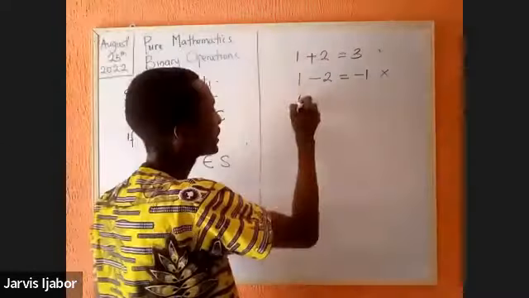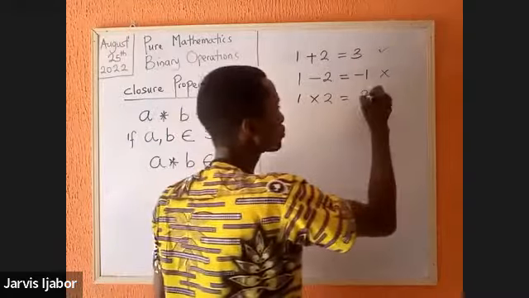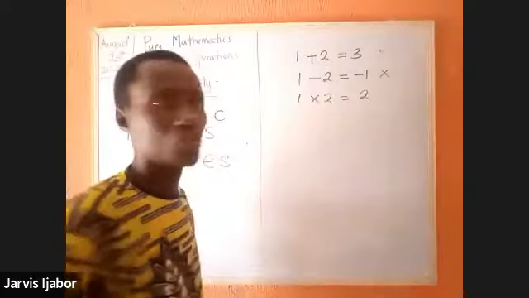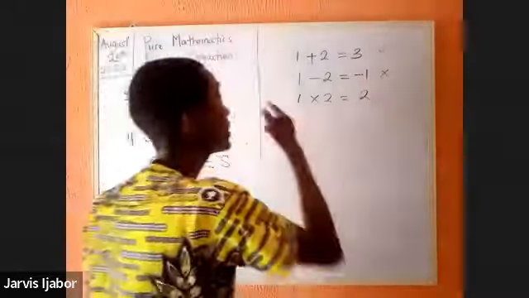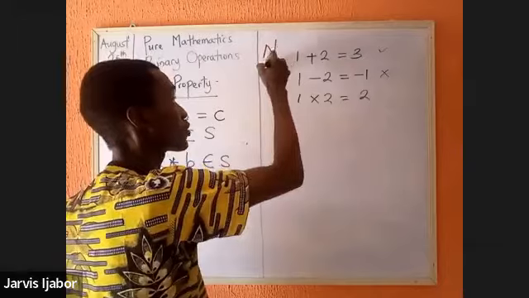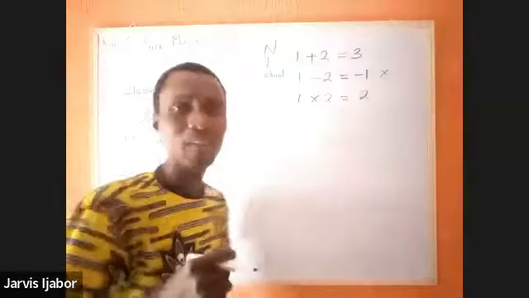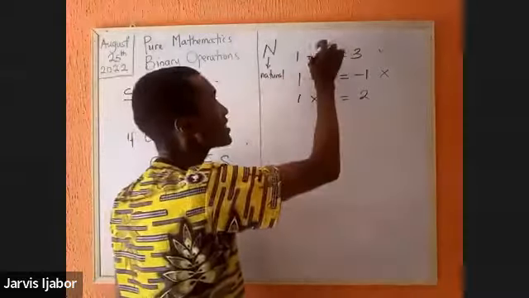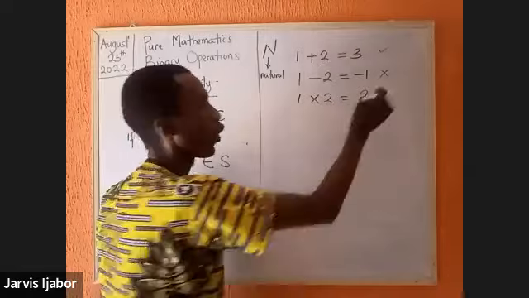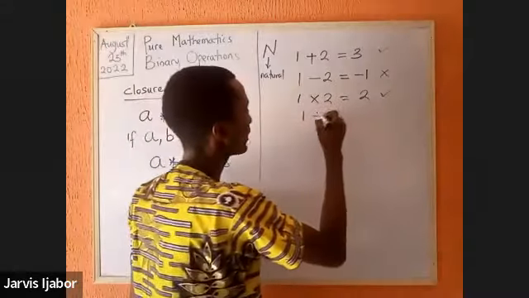Now, if I say 1 times 2, what do I get? I'm going to get 2. 1 times 2 is 2, and 2 is a positive whole number. Notice that now I'm dealing with N. N refers to natural numbers. And what are natural numbers? Natural numbers are whole numbers that are positive. So I'm dealing with positive whole numbers. Under the description of this operator, only these two pass the test. Let's see if I say 1 divided by 2.